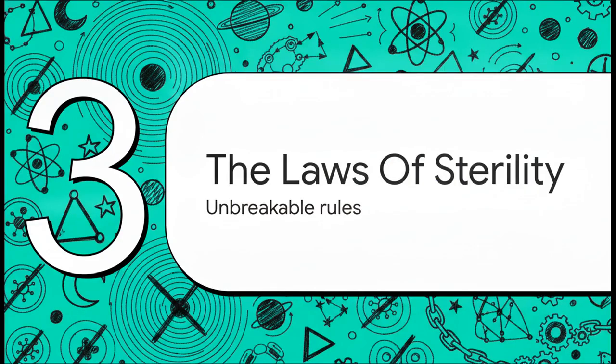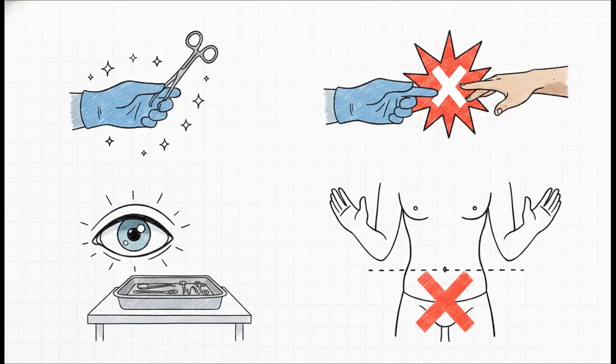Section 3. The laws of sterility. Because this is an absolute state, it's governed by strict, unbreakable rules. The source material lays out these non-negotiable principles, and they are fascinating. Number 1, sterile touches sterile only. That is the bedrock of this whole science.